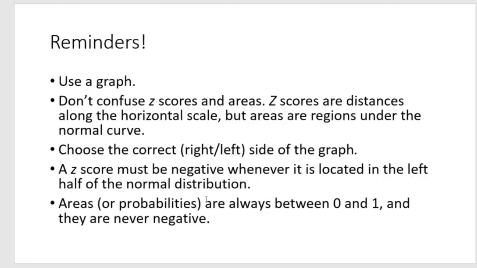Areas are never negative, but z-scores are negative when they are to the left of the mean. Okay, when they're to the left of the middle, then they're negative. The absolute value of it just indicates how far, and then the negative indicates it's to the left. Your areas, on the other hand, are never negative.